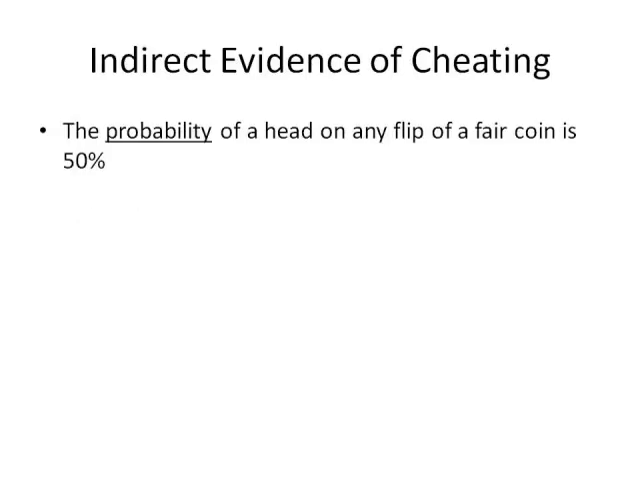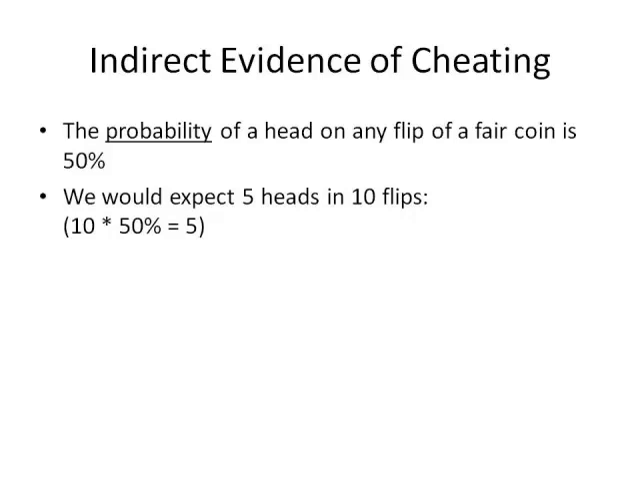We can use indirect evidence. We know that the probability of a head on any flip of a fair coin is 50%. Out of 10 flips, we would expect 5 heads. Since there's a 50% chance of getting a head on any flip, we'd expect 50% of the time the coin to come up heads. So out of 10 flips, we would expect to get 5 heads.